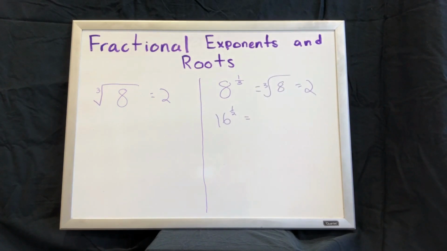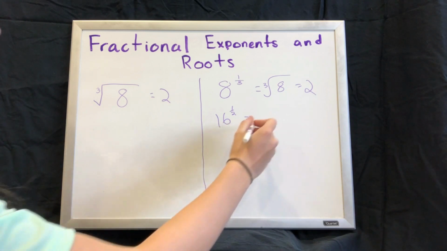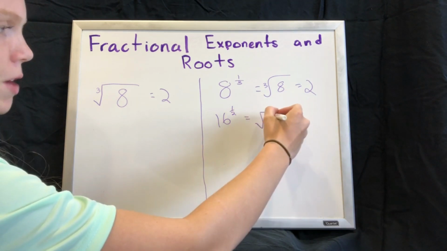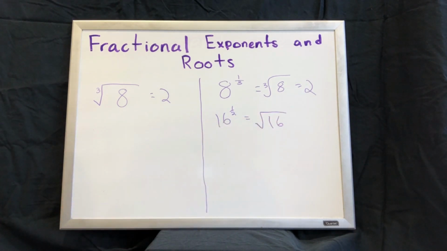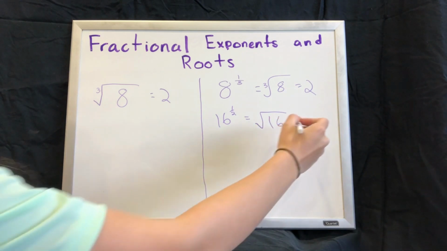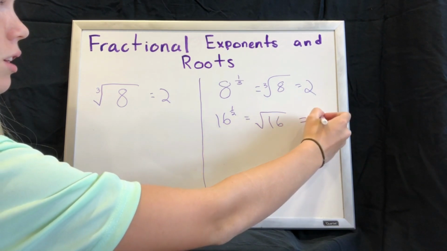Let's look at another example. 16 to the 1/2 power. Well, 16 to the 1/2 power is just the same as writing the square root of 16. Remember, when there's no index, the index is equal to 2. So, we know what the square root of 16 is. The square root of 16 is 4.